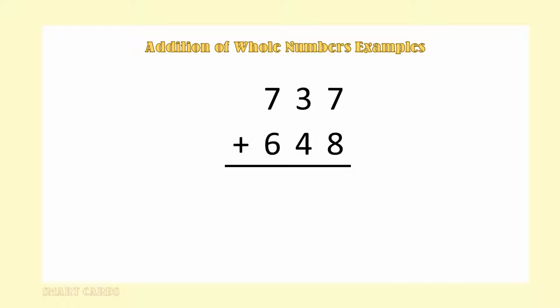737 plus 648. This problem is written vertically and the place values are matched up. So let's start adding in the ones place. 7 plus 8 is 15. No place value can have a digit larger than 9, so 15 has to be regrouped. We'll take the 5 and write it in the ones place, and we'll carry that one group of 10 to its appropriate place value, which is the tens place. We'll add 1 plus 3 plus 4 and get 8.